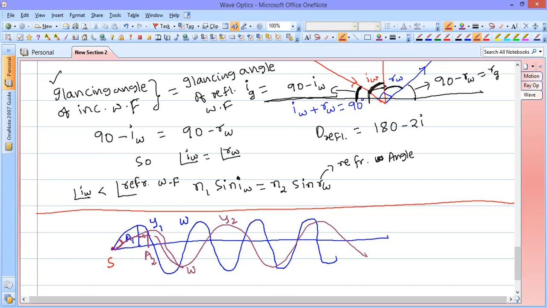And this phase difference, I am considering it as phi. And now these phi values will vary from 0 degrees, less than phi, less than or equal to 2 pi. Right? Phase can vary between 0 to 2 pi.